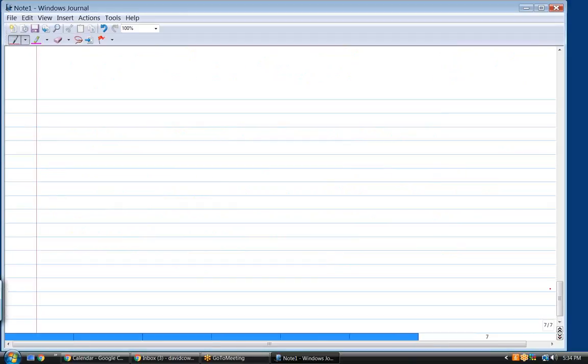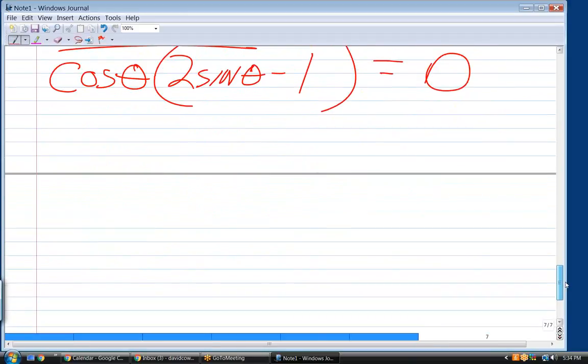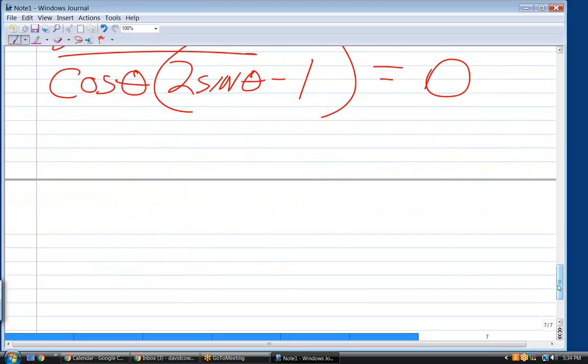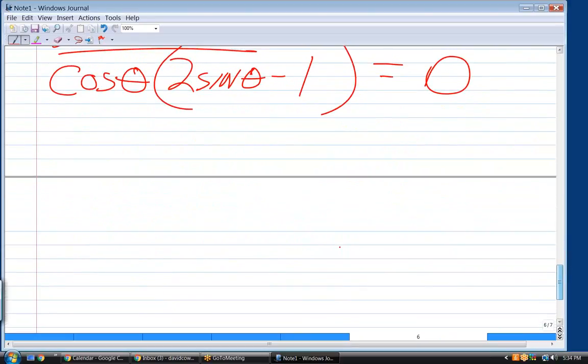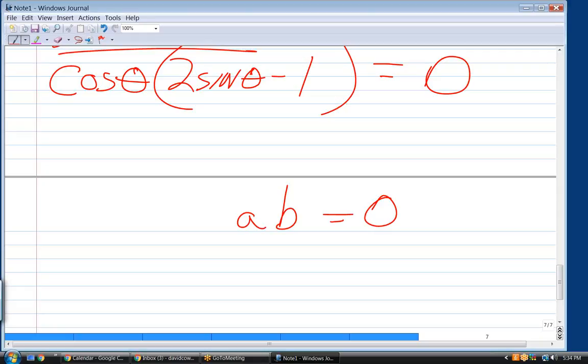Now what can I say? Now that I have it as a product of two things equaling 0, that's the holy grail of algebra. Would I look at the unit circle? No, not yet. In other words, if I have a times b equals 0, what can I say? Either a is 0 or b is 0. You cannot multiply two numbers together and get 0 unless one of them is 0.